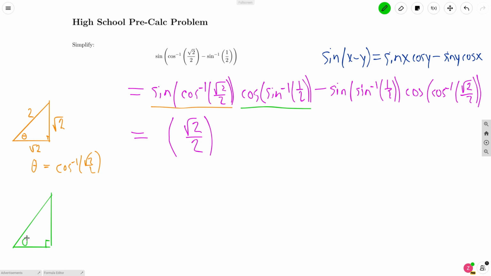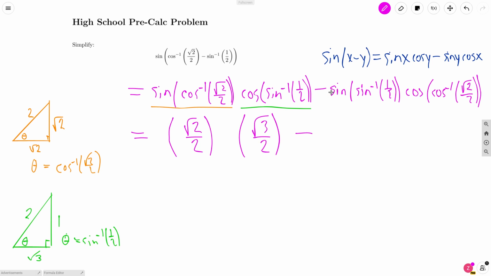And I'll draw another theta. This time theta is equal to sine inverse of 1/2. So that means that we have opposite over hypotenuse, and we can use the Pythagorean theorem to calculate the remaining side, square root 3. Okay, we're looking at cosine. So cosine of theta is adjacent over hypotenuse. So we get square root 3 over 2.